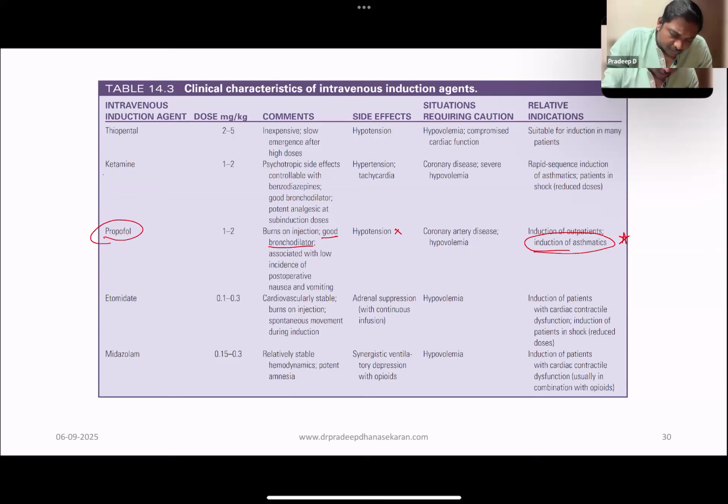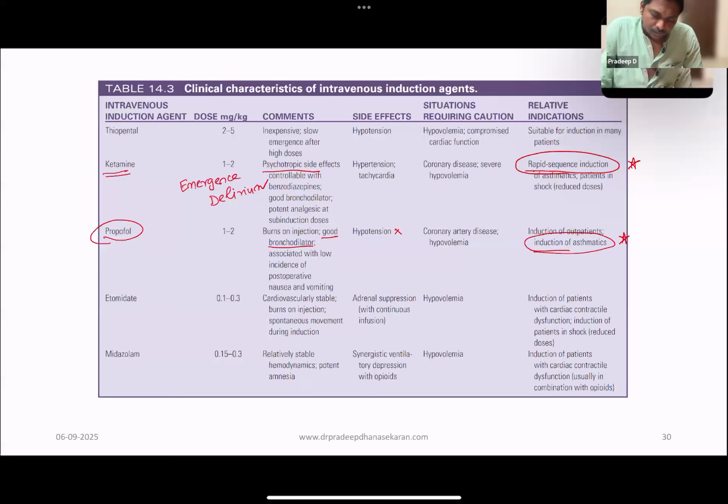Then moving on to ketamine. Ketamine can be used for rapid sequence induction in asthmatics, right? But the main disadvantage is its psychotropic effects, so it can cause emergence delirium. Etomidate is a cardiostable drug, but the side effect is that adrenal suppression can happen with etomidate.